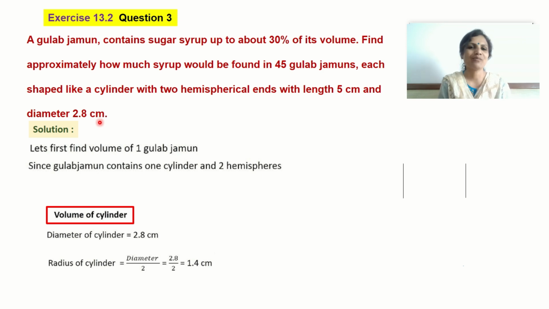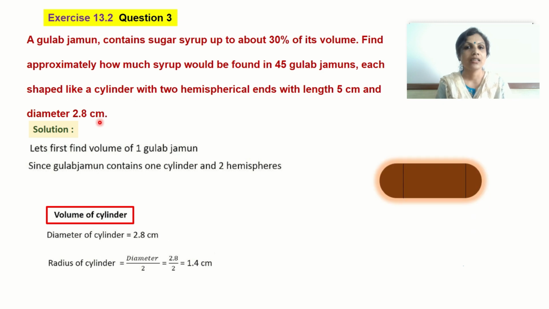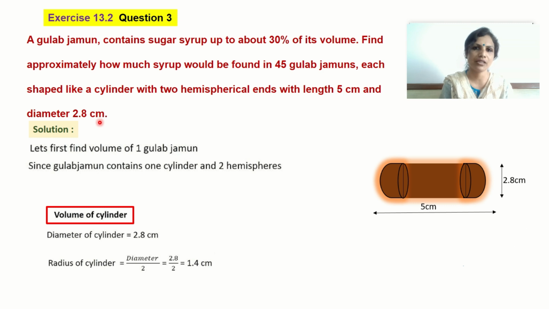Alright, so let's move ahead. Let's make a figure for this, children. A gulab jamun shaped like a cylinder. So let's first do that. The two ends of the gulab jamun is shaped like hemisphere. Alright, we are given the total length of the gulab jamun as 5 centimeter. We are also given that the diameter of the gulab jamun is 2.8 centimeter.